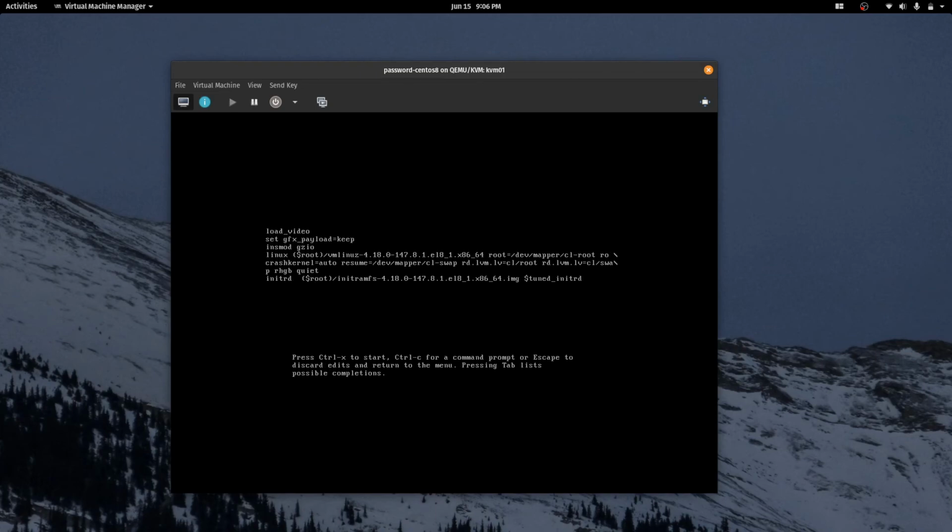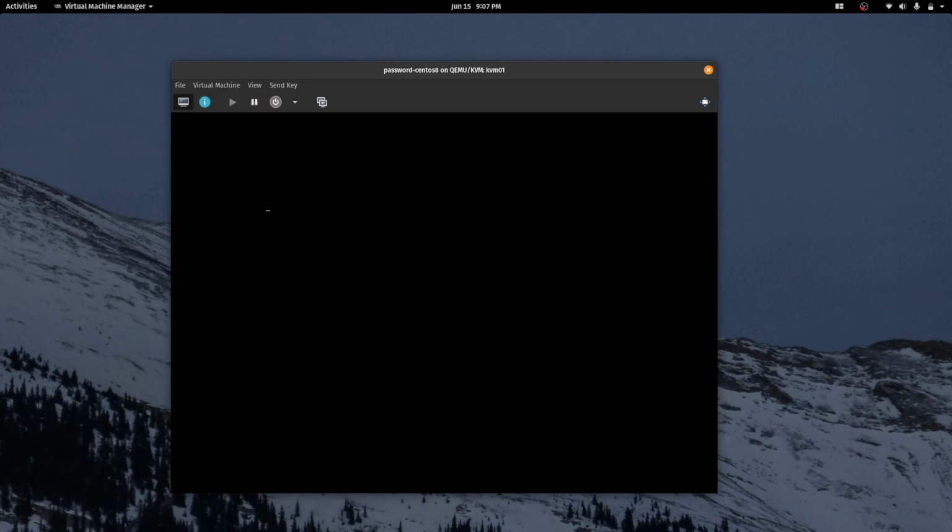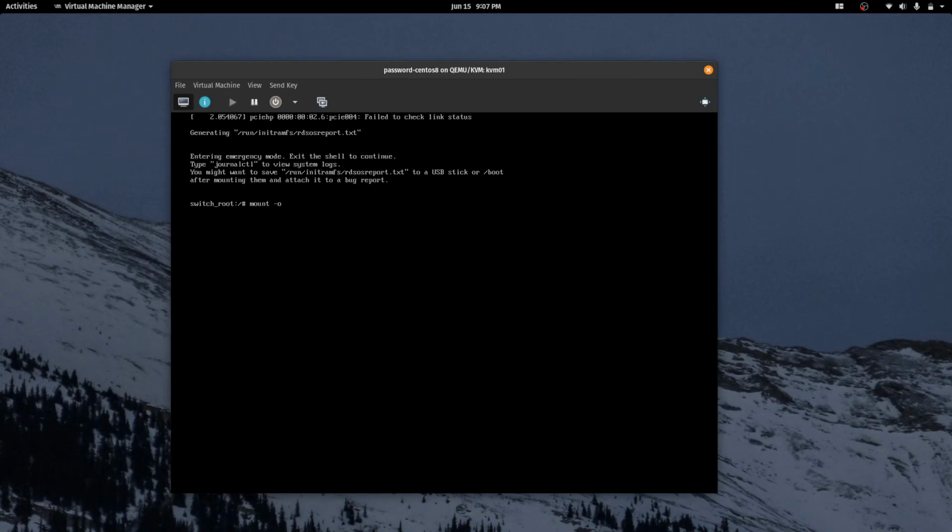So if I were to do rd.break, then enforcing equals 0, so I'm going to do Control X. We'll do all the normal procedures of remounting sysroot, all that good stuff. So mount -o remount,rw sysroot, chroot into it, passwd root, and I'm going to make it be monkey123.